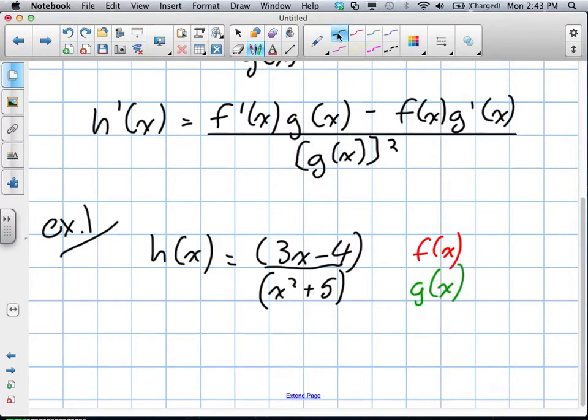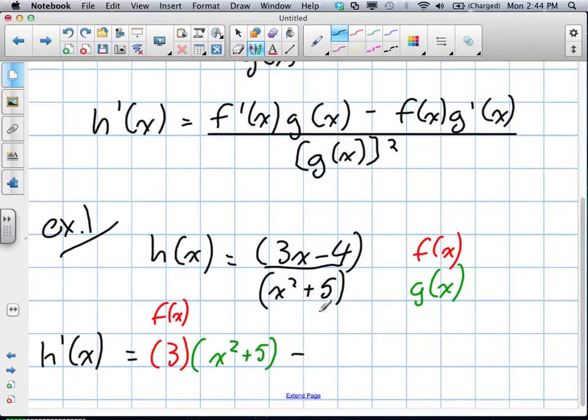So when we go to plug it into that formula, h prime x, remember we derive our first function, which is on top. So the derivative of 3x minus 4 is just going to be 3. That'll be our f prime x. And then we're multiplying by the original function on the bottom, which is x squared plus 5. We then subtract. We keep the original function f at x, which is 3x minus 4. So that's our original f at x, and this was our original g at x.